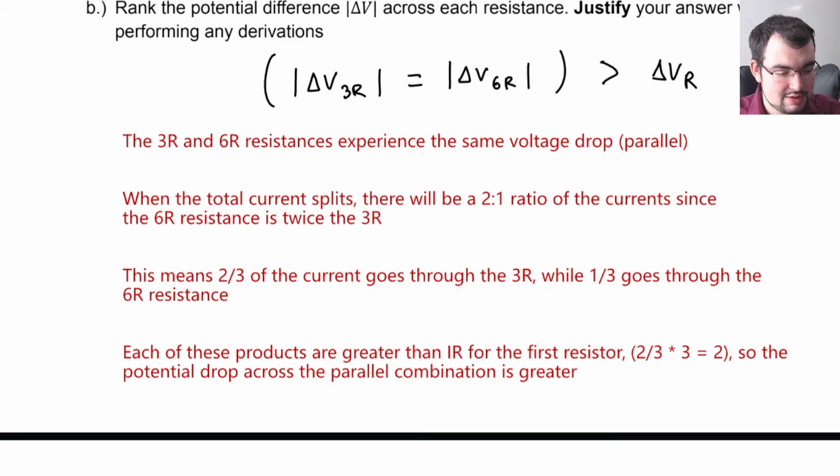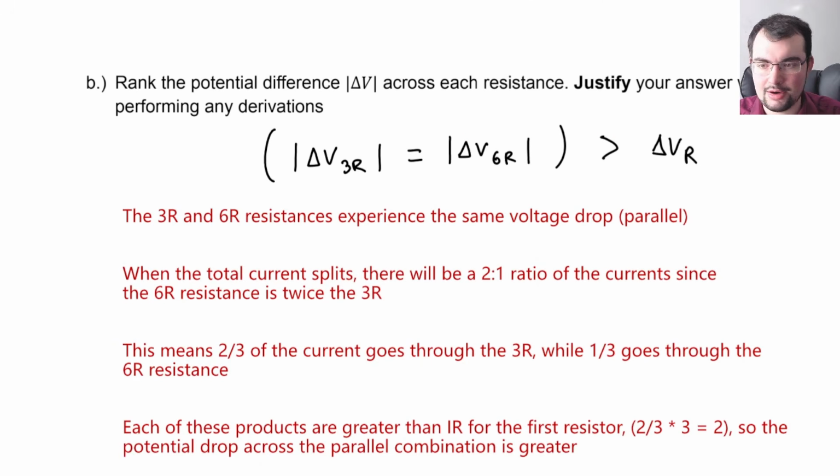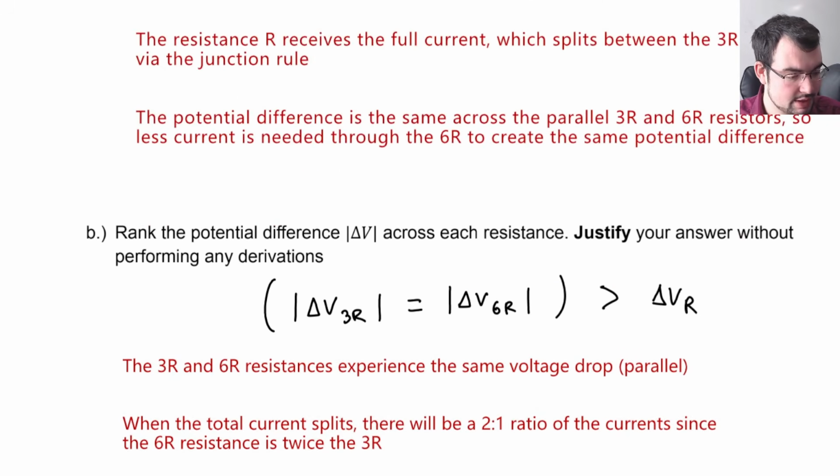So the parallels have the same voltage drop. The total current splits, so there's a 2-to-1 ratio with the currents. 2/3 goes through the 3R, 1/3 goes through the 6R. Each of those products is greater than IR for the first resistor, so we know there's a bigger potential drop across the parallel combo. Yeah, not easy.